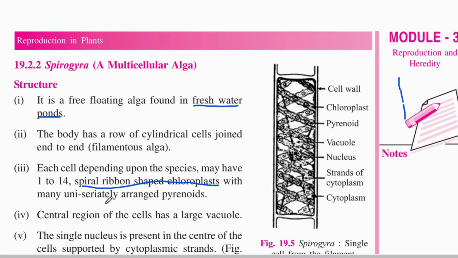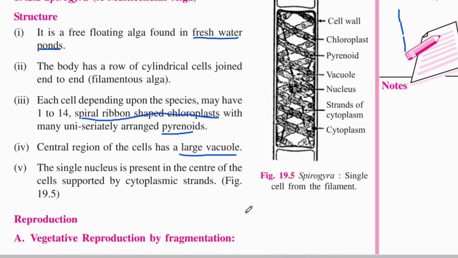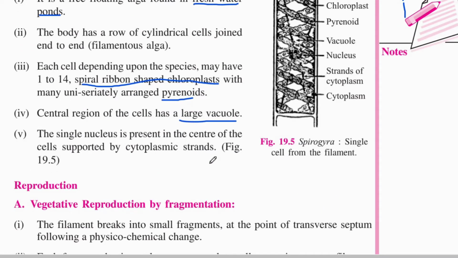present with many unicerately arranged pyrenoids. So there are a lot of pyrenoids in the chloroplast strip. The central region of the cell has a large vacuole, and there is a single nucleus present in the center of each cell, supported by cytoplasmic strands. So cytoplasmic strands provide skeletal-like support to the nucleus present in the center of each cell. So this is a Spirogyra.